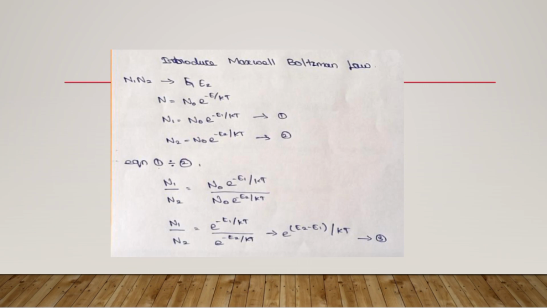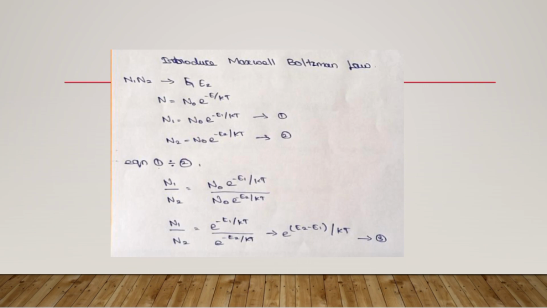Introduce the Maxwell-Boltzmann law. N1 and N2 correspond to E1 and E2. N is equal to N naught e power minus E by kT. N1 is equal to N naught e power minus E1 by kT. N2 is equal to N naught e power minus E2 by kT. This equation is the second equation.